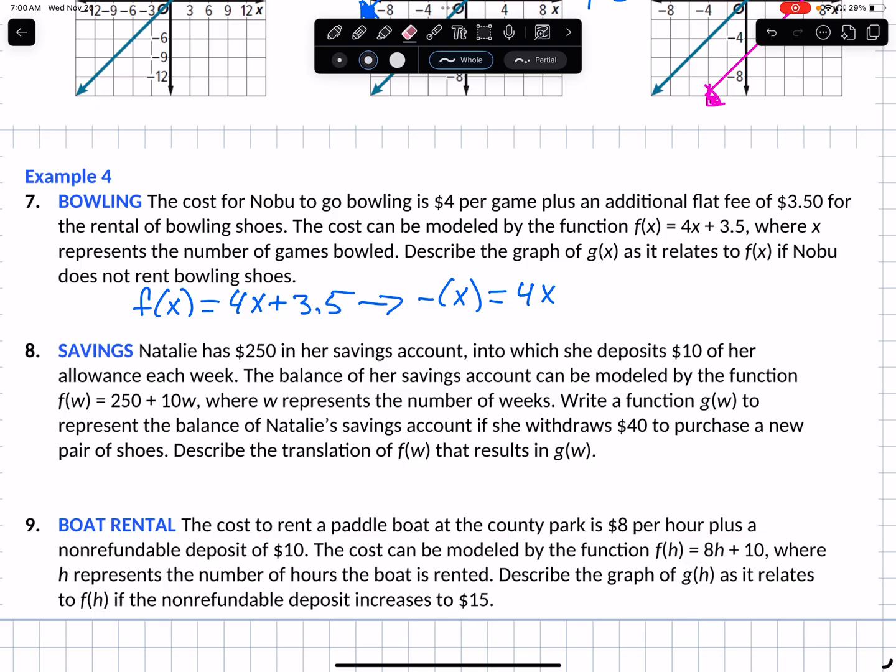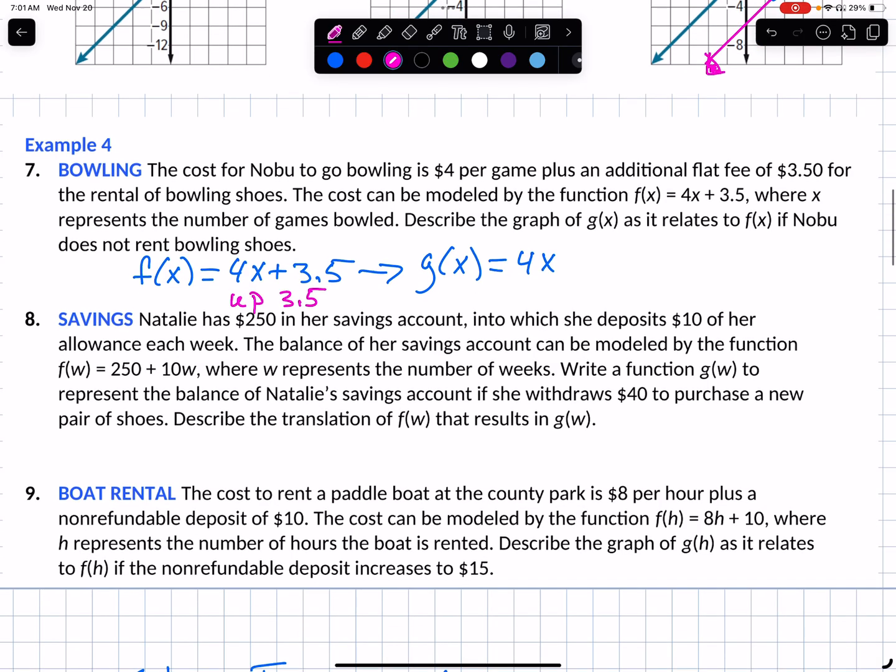Let me do that. Because once the function changes, you should have another different letter right here, right? Because these are two different functions. This one has plus 3.5. This one here does not. So they're saying describe the graph of g of x as it relates to f of x if Nobu does not rent the bowling shoes. So this equation here would go up 3.5 units. That's all you have to say.